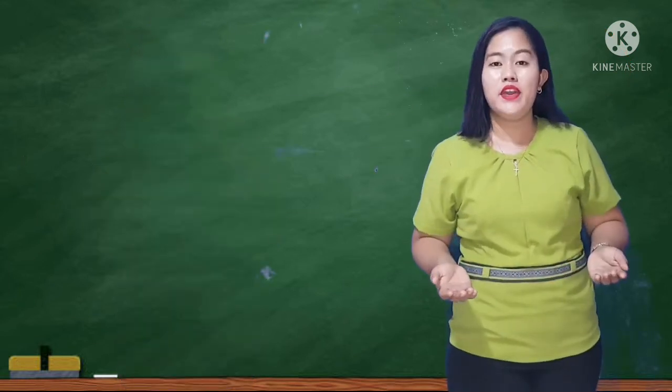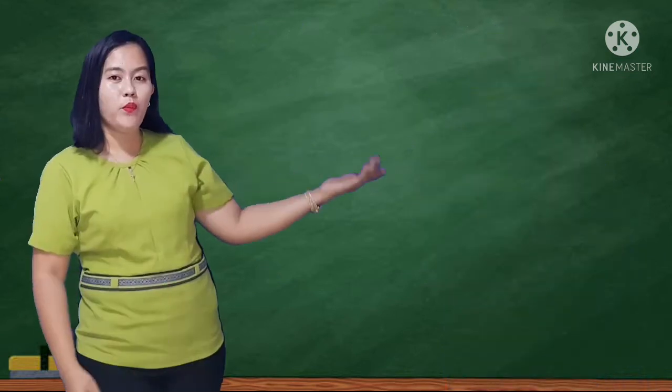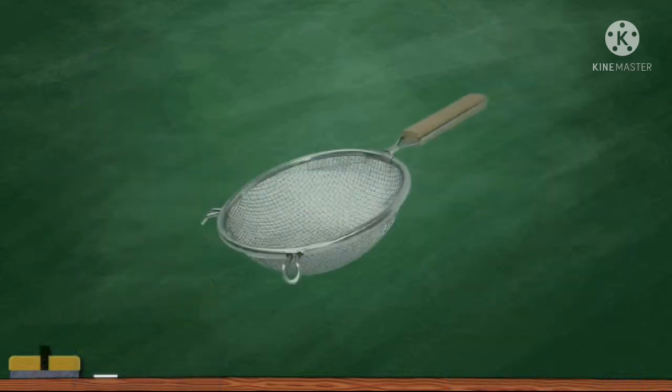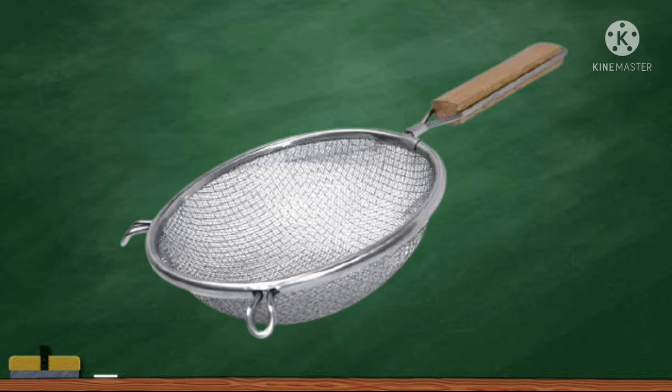Can you say something about the picture? Picture number 1. Is the object familiar? You're right. Your parents usually use this in the kitchen, like draining the pasta to make your favorite spaghetti. What else? Very good. I remembered Mom used that thing also for baking.